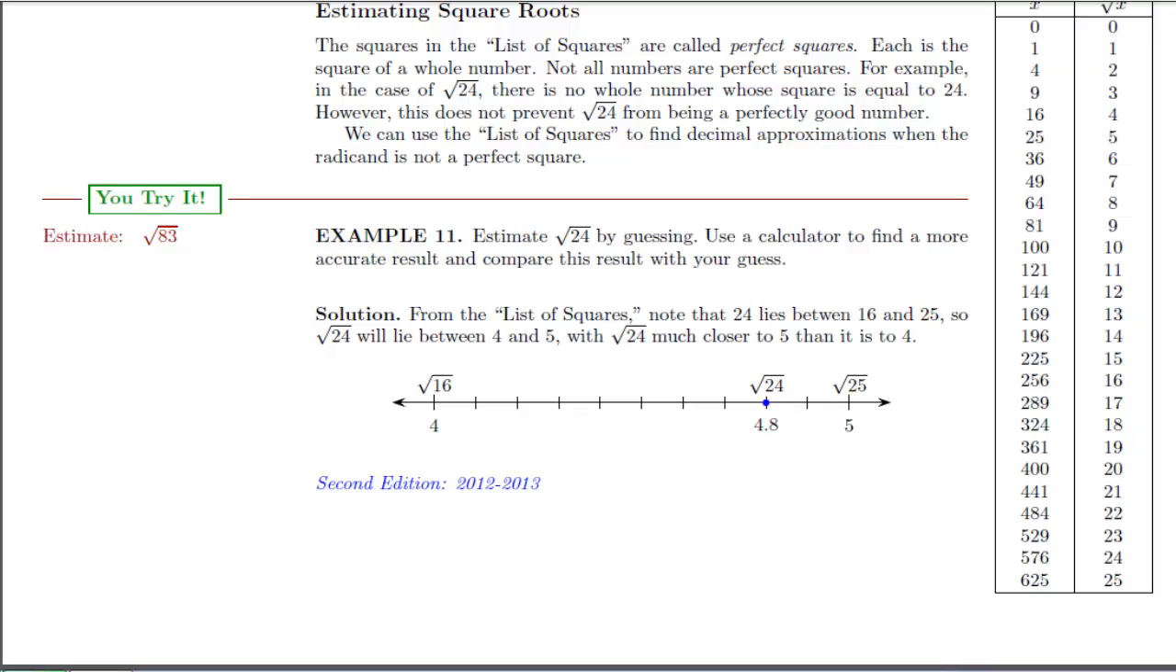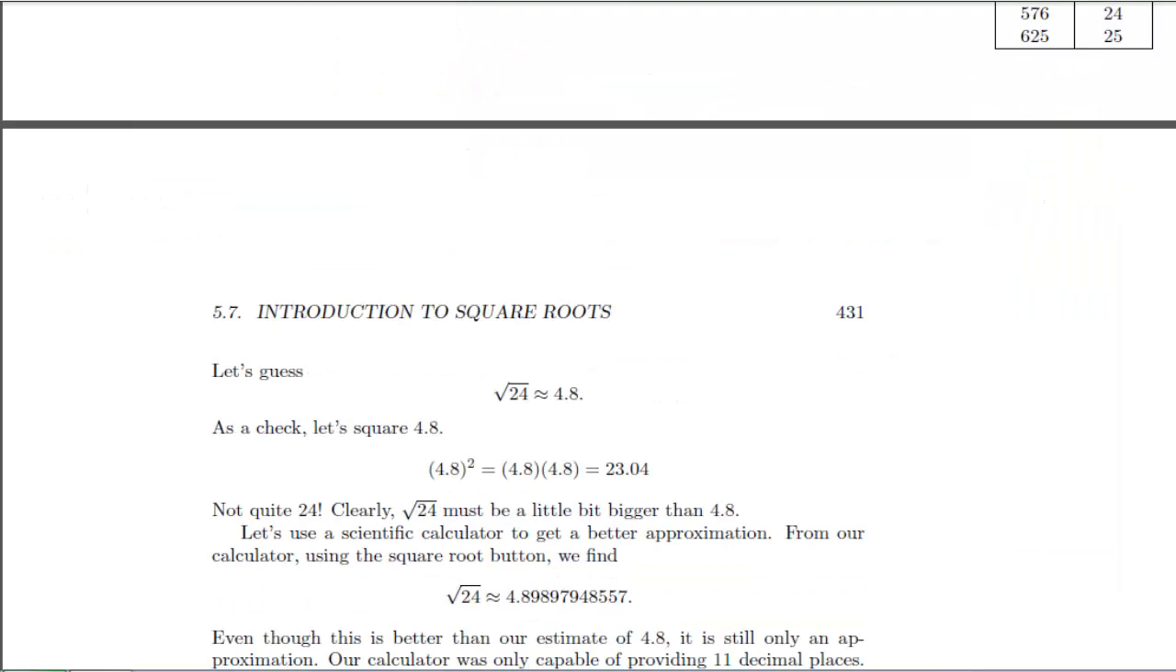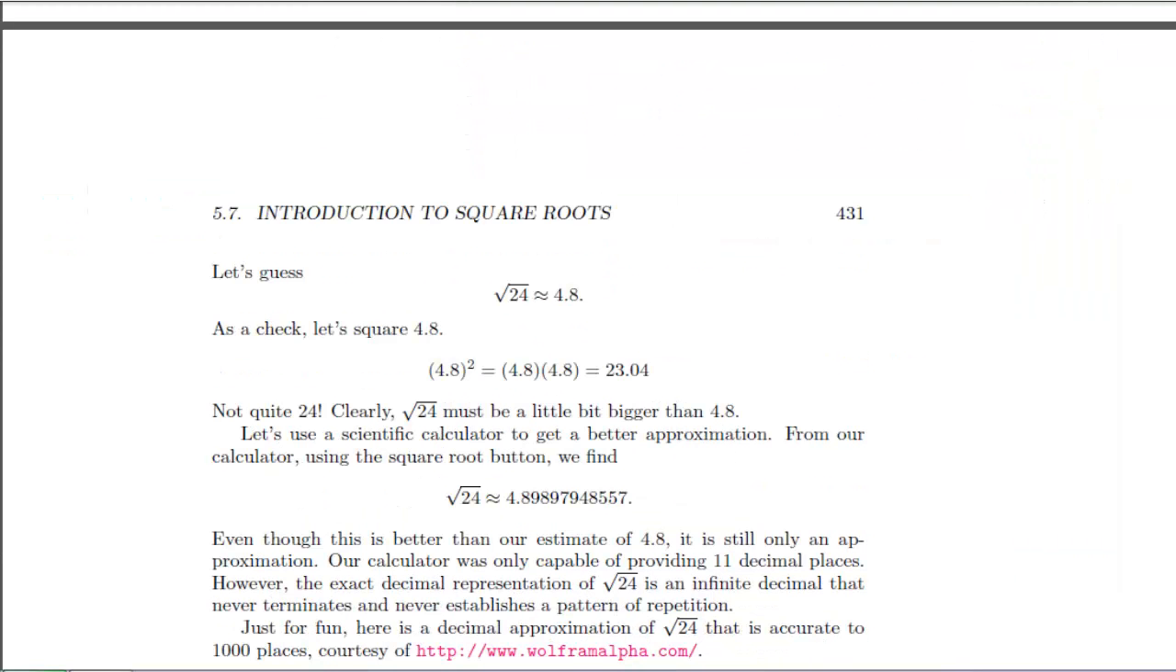Example 11. Estimate square root of 24 by guess. Use a calculator to find a more accurate result and compare this result with your guess. Solution. From the list of squares, note that 24 lies between 16 and 25, so the square root of 24 will lie between 4 and 5, with square root of 24 much closer to 5 than it is to 4. Let's guess. The square root of 24 approximately equals 4.8.